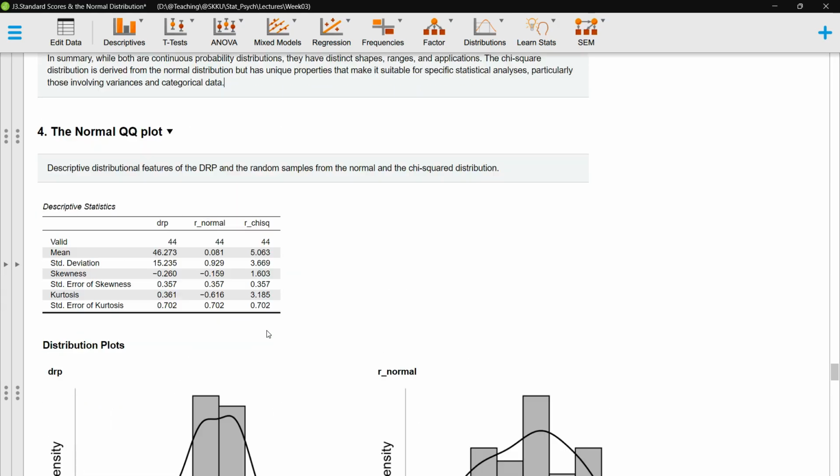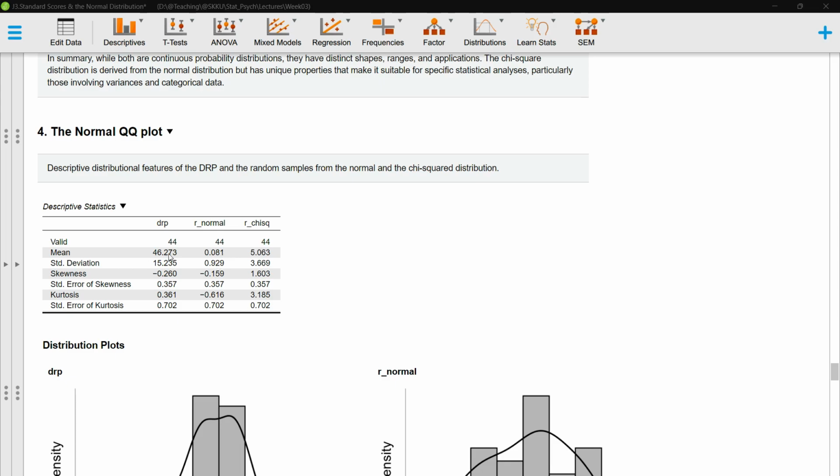Okay, let's talk about the fourth topic of today's lecture, the normal QQ plot. Here we have three variables and the descriptive statistics for the three variables. The first variable is the reading power, the original variable. The second and third are random samples from the normal distribution and the chi-square distribution. I created the random samples from the normal and the chi-square distribution, 44 observations each.